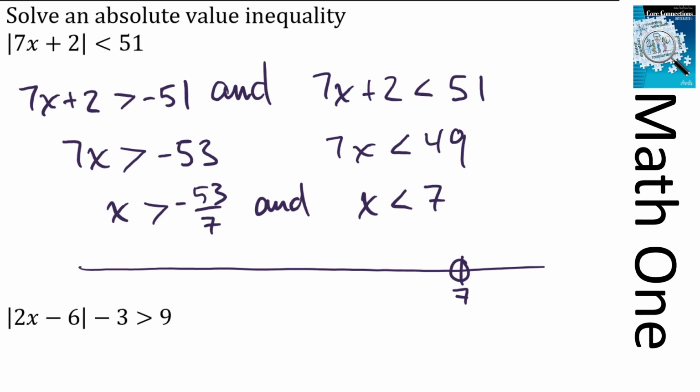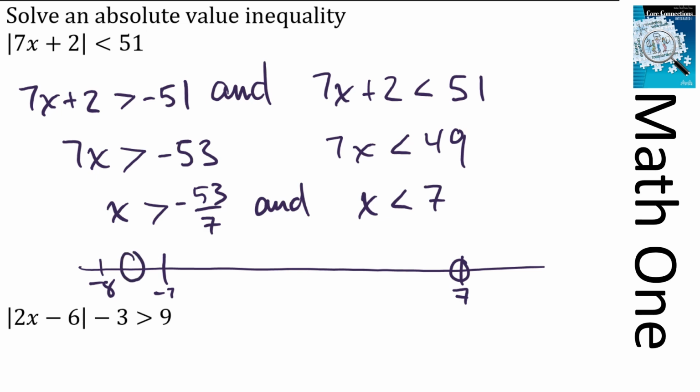And if I move way over here, 53 sevenths, that's like negative 7 and I think 3 sevenths, so close to negative 7.5. So here's negative 7, here's negative 8. So somewhere in here is that boundary.